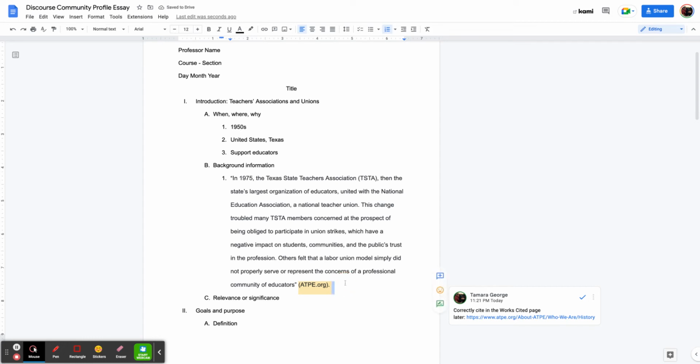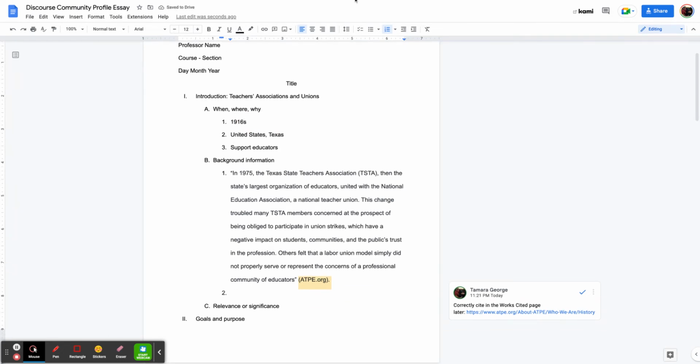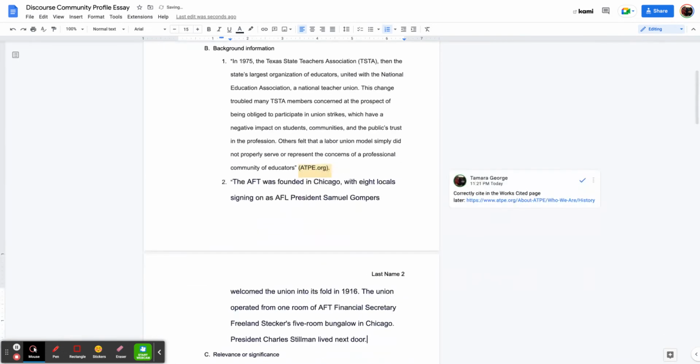And I would even want to include some information on the American Federation of Teachers. Oh, it was founded in Chicago with 8 local signings in 1916. Let me change that one more time. So when you're researching, don't be afraid of making mistakes and going back and changing. And I want to just borrow this. Yes, I will absolutely cite it later for the purpose of this sample.